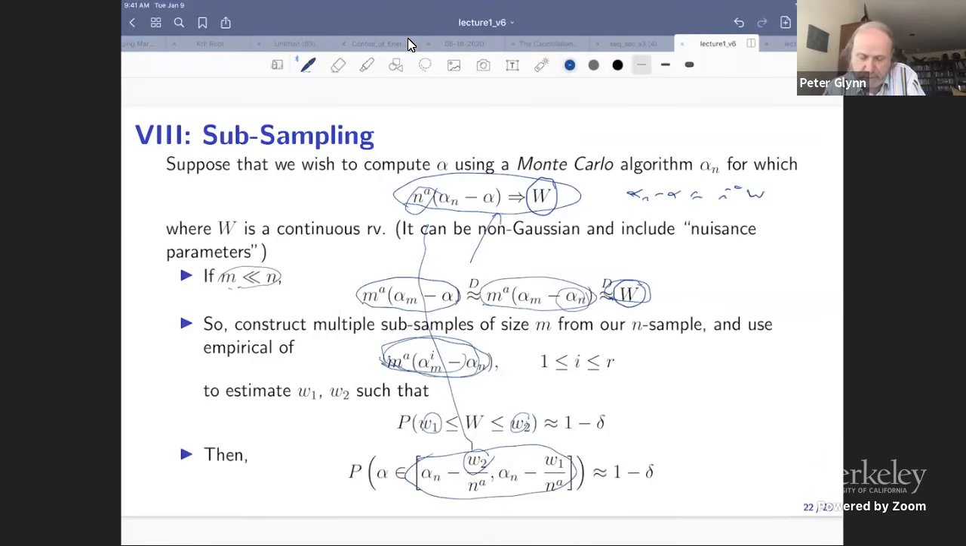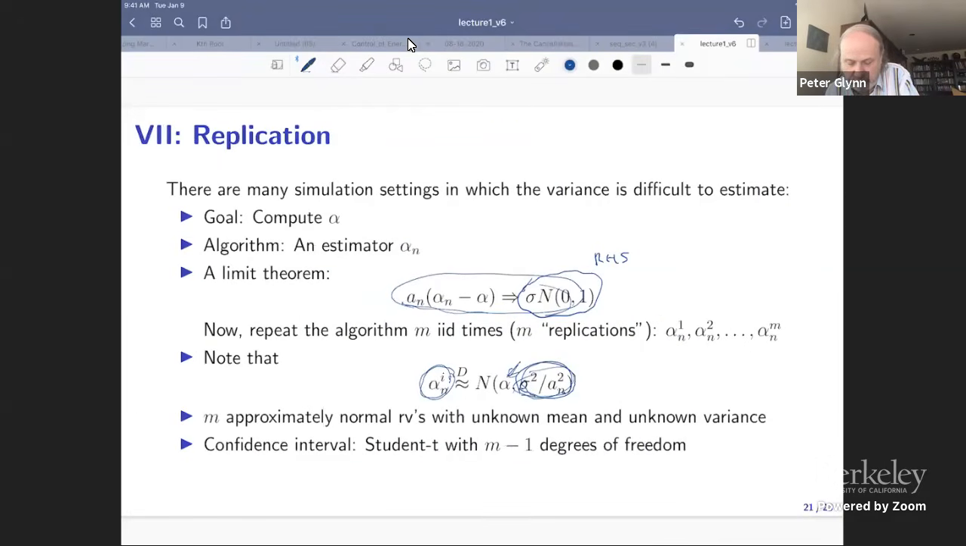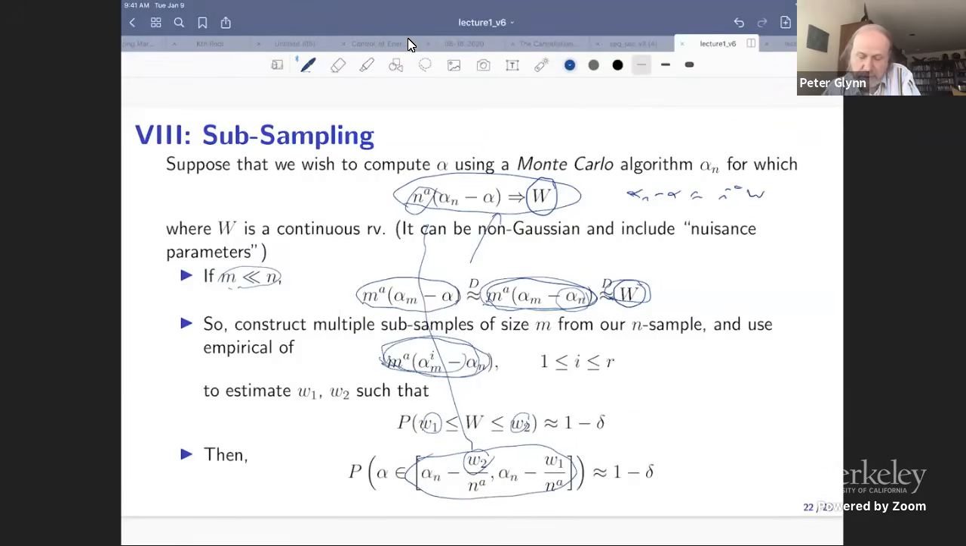Right, so the key issue here is constructing these subsample quantities. Now, in some settings, it won't be hard to do that. For example, in the context of the smooth function model, I don't think subsampling would be the right thing to do in that setting. I think what you would do in the smooth function setting is use the replication method, potentially, or something like that. But if you wanted to apply subsampling, you do have to construct the estimator alpha M corresponding to a subsample of size M.